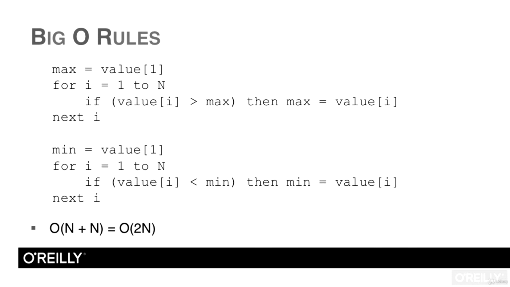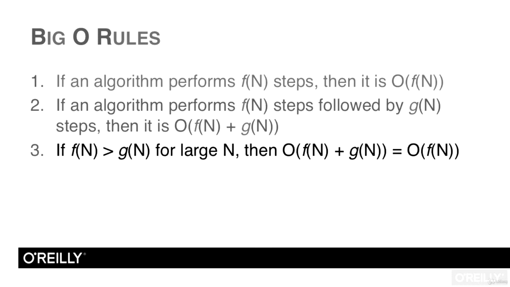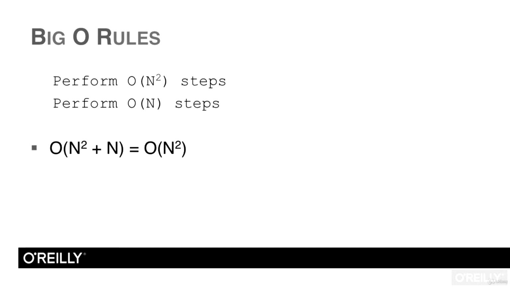If the algorithm performs some steps followed by some more steps, you can add the behavior of the 2 sets of steps. The third rule says, if the function f is larger than the function g for large problems, then you can simplify f plus g to be just f. Basically, this says you can round up. Because f is larger than g, eventually the function f will dominate the runtime, so you could ignore g. For example, suppose an algorithm performs order n squared steps, followed by order n more steps. The function n squared is bigger than the function n for large n, so this algorithm's performance is order n squared.